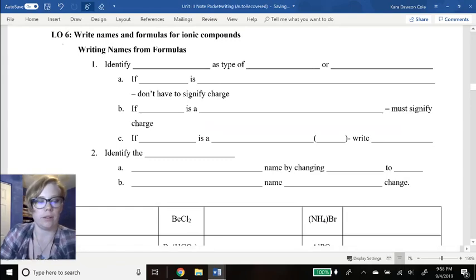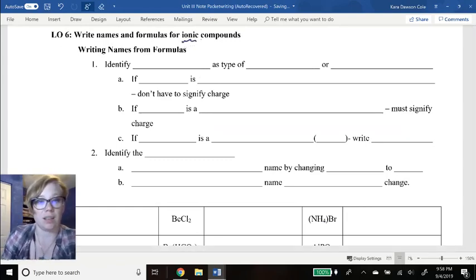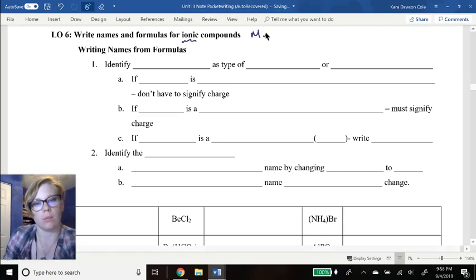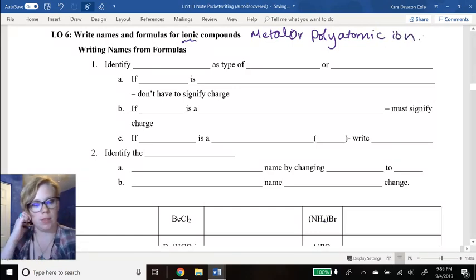Right, so we are looking at learning objective 6, which is to write names and formulas for ionic compounds. Again, these are compounds that contain a metal or a polyatomic ion. All right, so let's get to work.